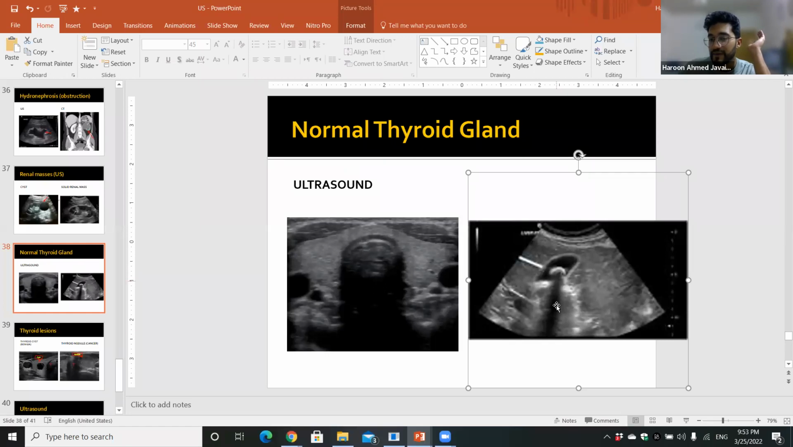What happened further down is everything is black. Why is it black? Because the remaining part of the stone was so dense, so solid, so compact, that it blocked all the sound waves from passing through further. So everything is black.